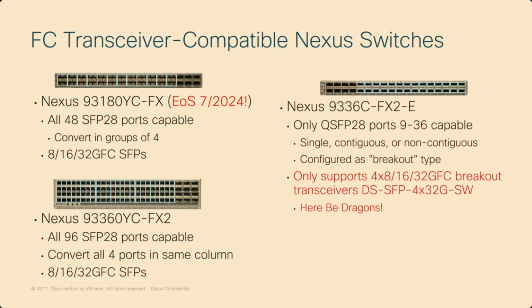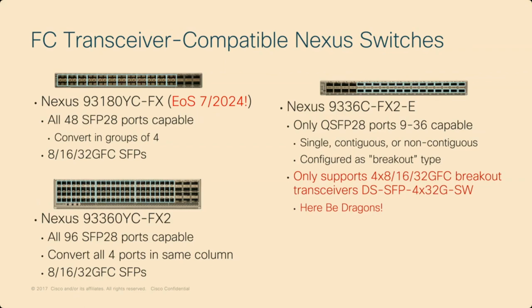And then we also have the 9336C-FX2-E. The -E version of this added fiber channel support. And this is a bit of an odd beast because this is, as you know, a QSFP-based switch. And most of the fiber channel connections out there are going to be SFP. So in order to do this, we actually support a 4x 32 gig fiber channel breakout transceiver.